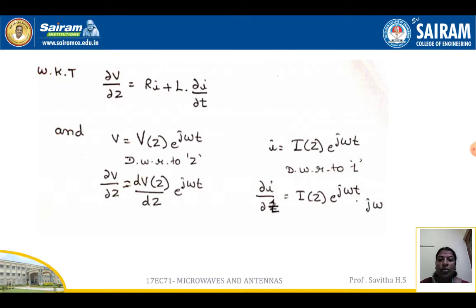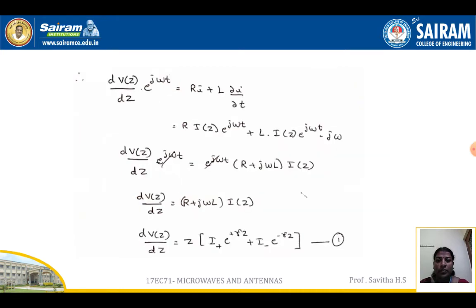So differentiating the above equation with respect to z, ∂v/∂z is equal to dv(z)/dz e^(jωt). And here ∂i/∂t is equal to i(z), since we are differentiating with respect to t, i(z)e^(jωt) into jω. So you can see the difference here: voltage is differentiated with respect to z, and current is differentiated with respect to t. So next, dv(z)/dz e^(jωt) is equal to Ri plus L ∂i/∂t.